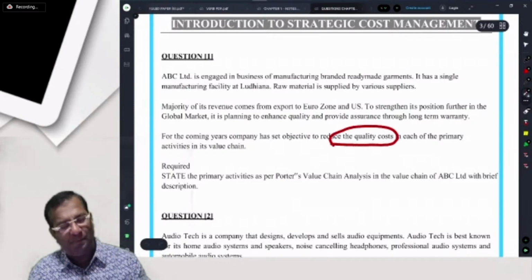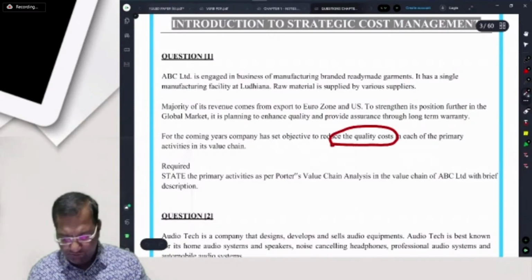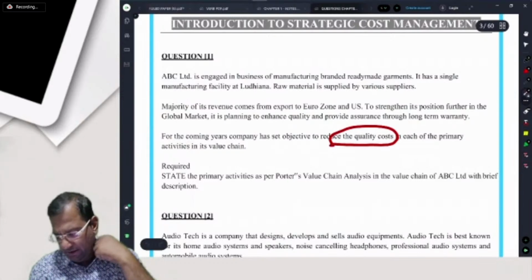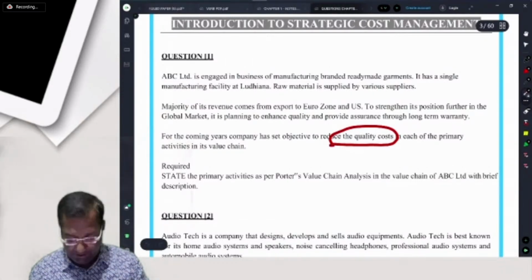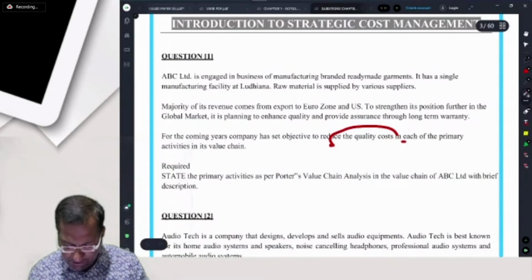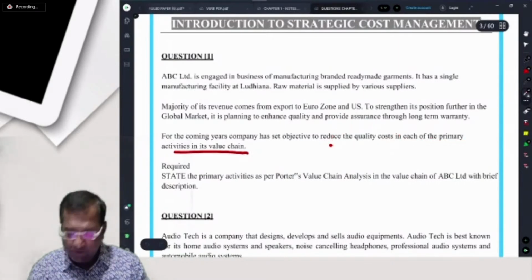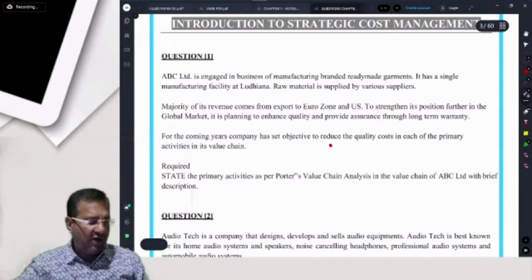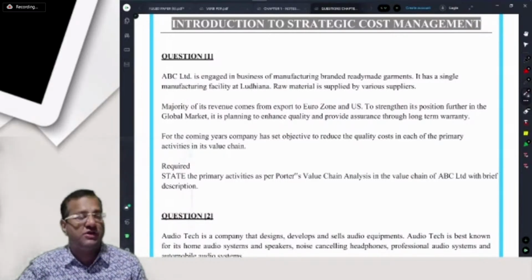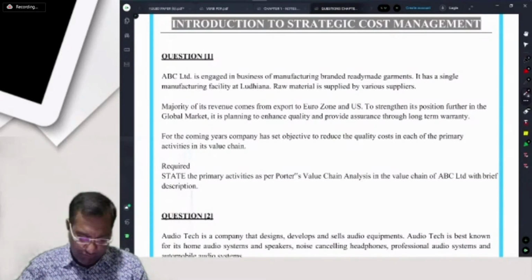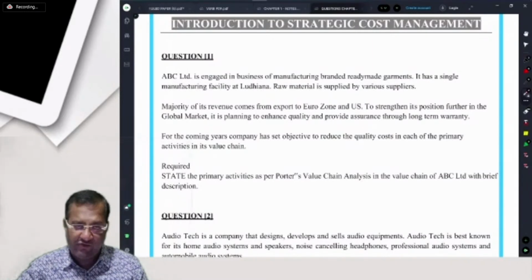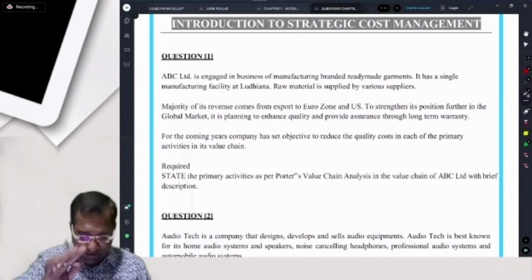There is a separate topic in our syllabus. If I'm not wrong, it's in chapter number 2 or 3, in which we will have a detailed discussion. What do you mean by quality cost? To reduce the quality cost in each of the primary activities in the value chain. Okay, beta. So the requirement part clearly stated that this question relates to primary activities of value chain analysis. Now we will read out once again these all 3 paras with detailed interpretation.